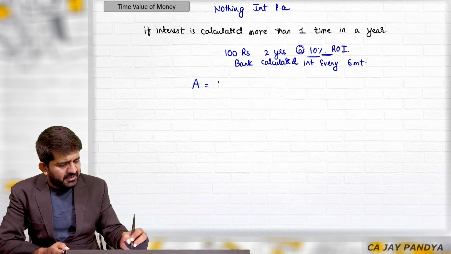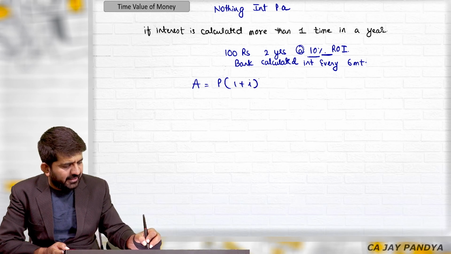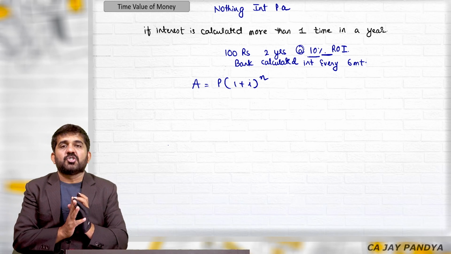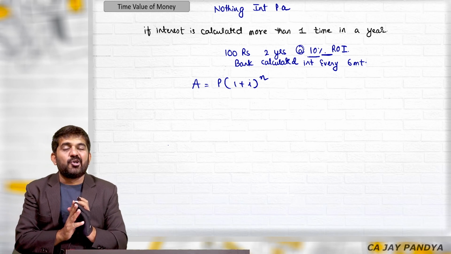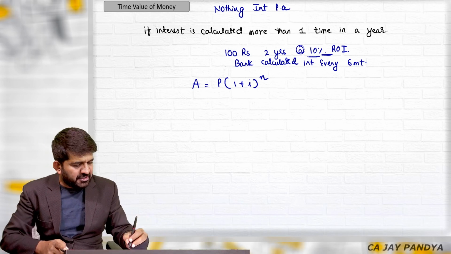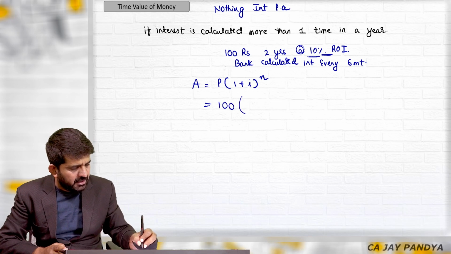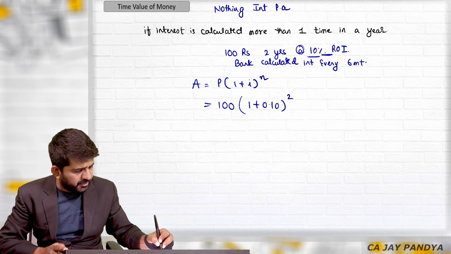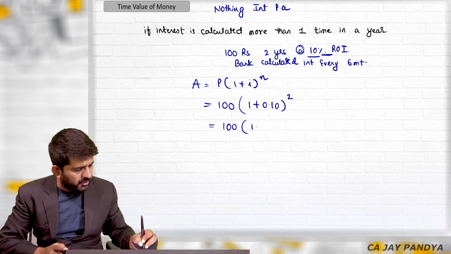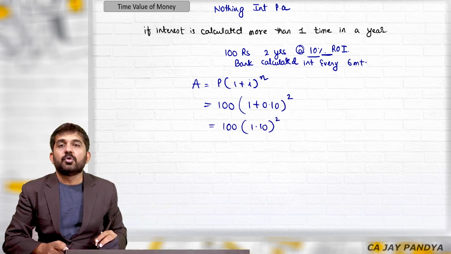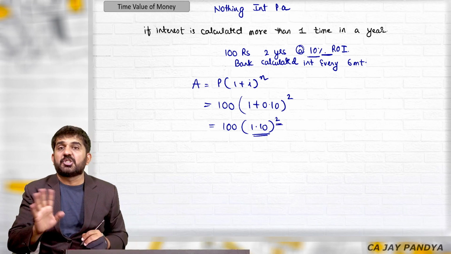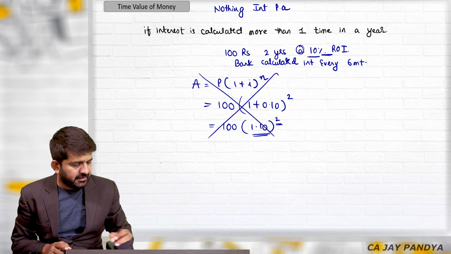Let us use this: A into 1 plus i raised to n. You will not be getting the answer. Believe me, because of compound interest, you are not getting 10% interest. See, what will be the formula in this? 100, 1 plus 0.10 raised to 2. So it is 100 into 1.10 raised to 2. So you are calculating 10% interest 2 times, which is not true. This is not a correct answer.